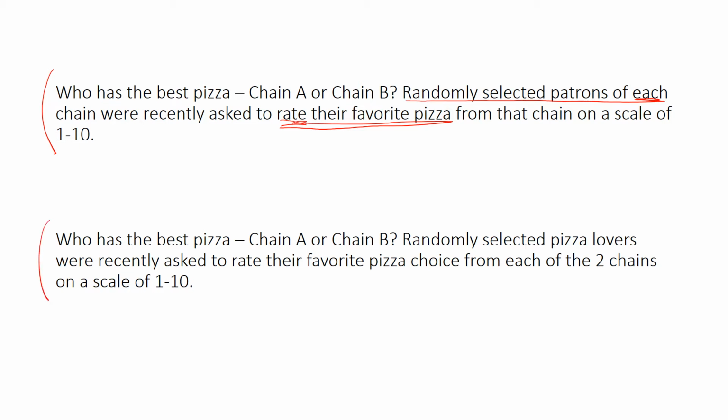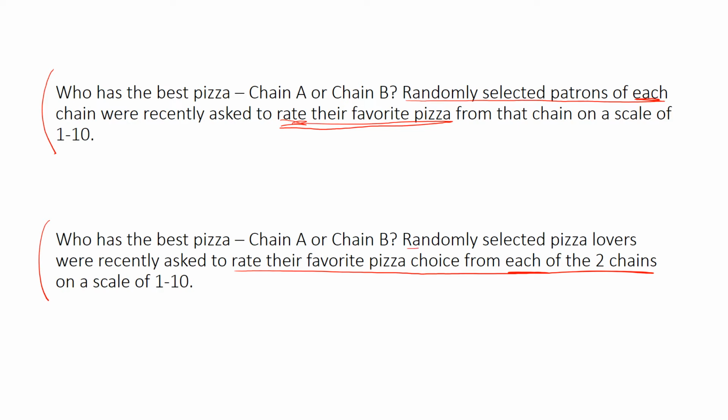Second example: Who has the best pizza, chain A or chain B? Randomly selected pizza lovers were recently asked to rate their favorite pizza choice from each of the two chains on a scale of 1 to 10. Our variable is still pizza ratings. It's a quantitative variable. But now, each person was asked to rate their favorite pizza choice from each of the two chains. So each person selected is going to give two ratings. So now each observation is the difference of two related numbers.